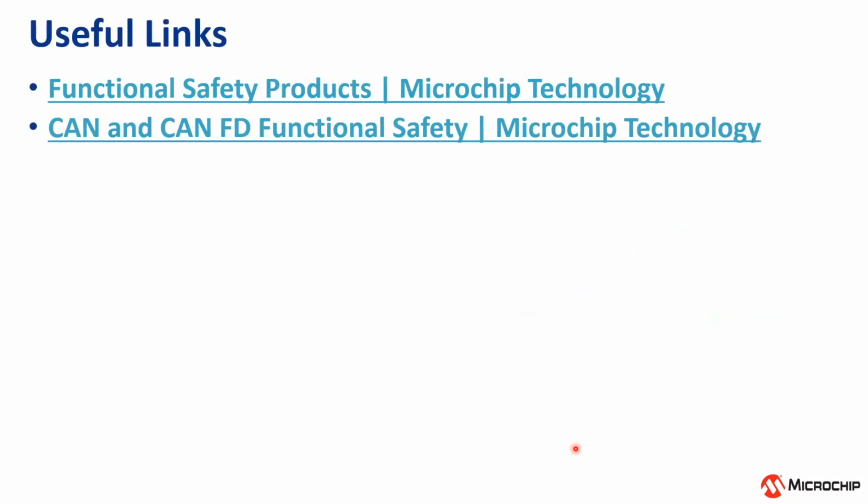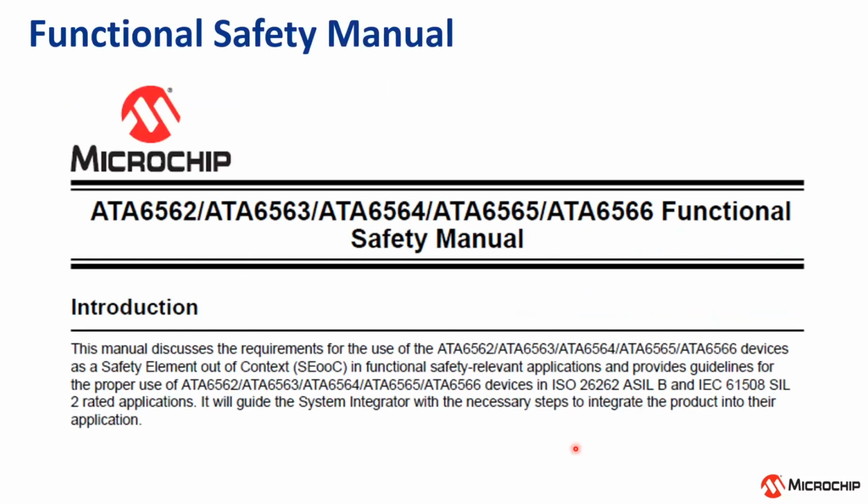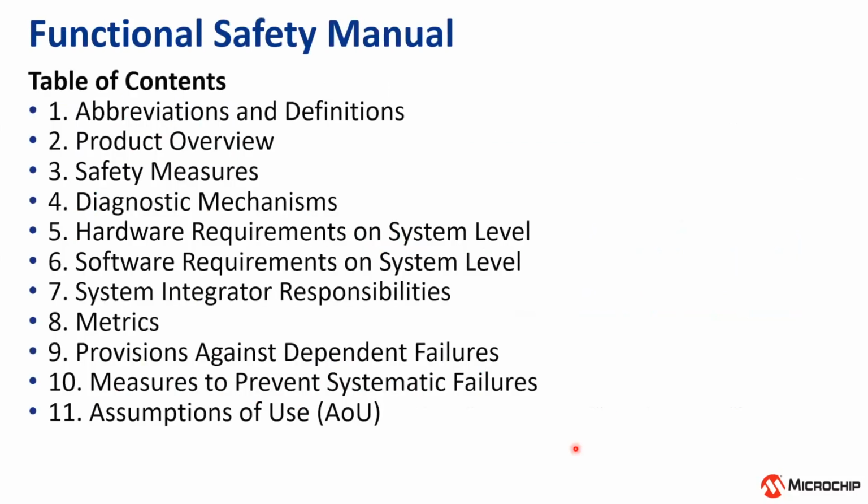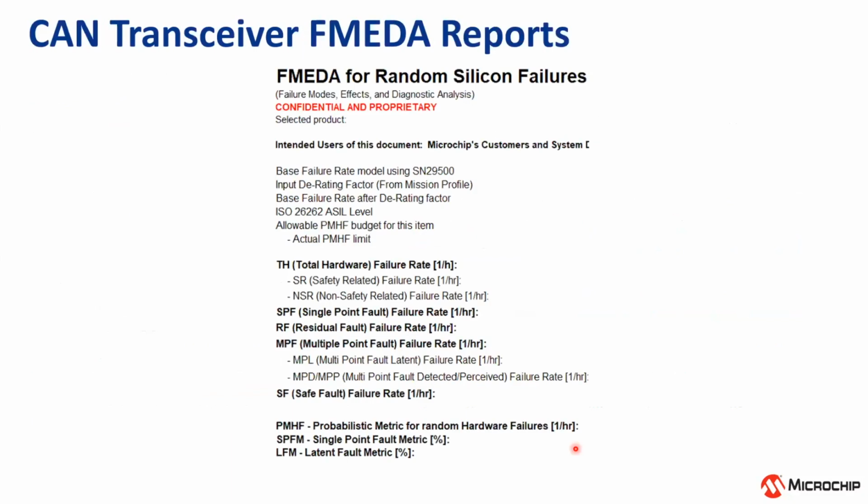Some links here to some Microchip information on functional safety. Also, for our CAN transceivers, we have functional safety manuals available. The functional safety manual really is a guide to the integrator on how to implement a CAN network safely. The table of contents here, and again, you'll get these slides so you can look through those in detail. And then we also offer FMEDA reports on the transceivers themselves, on the controllers, and on the microcontrollers. And these are what you'll use to build your own system level FMEA.